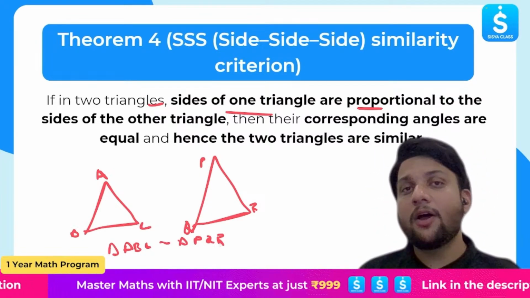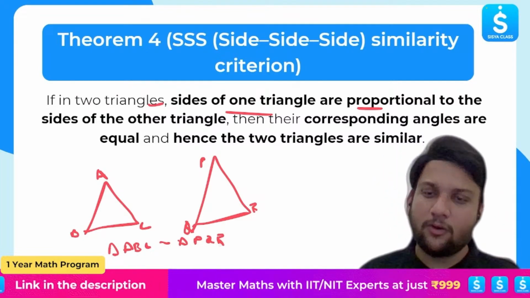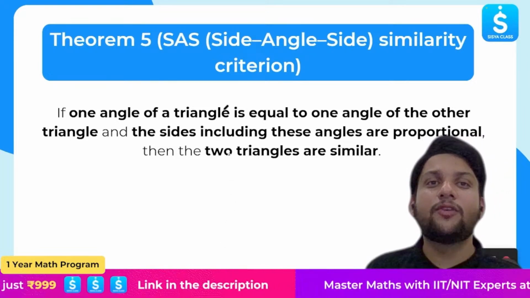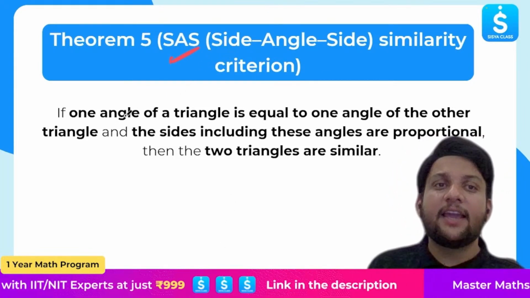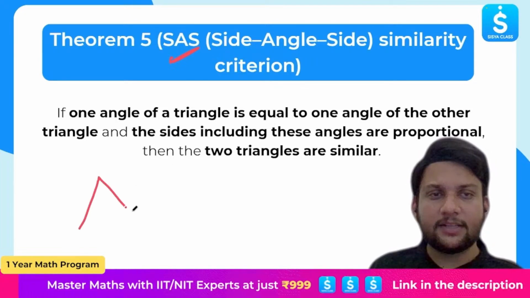Clear? So up till now, what we studied is triple A or double A, and triple S. I hope it is clear. Great. Next, we have another theorem that is known as the side angle side similarity criterion. What does it say? If one angle of a triangle is equal to another angle. Let me draw two triangles here.